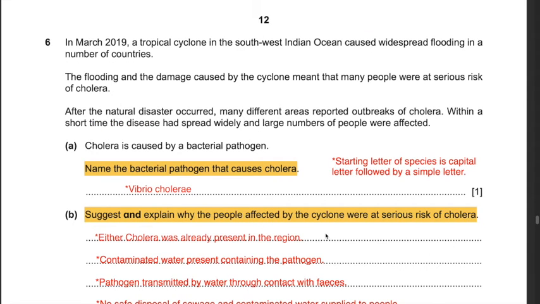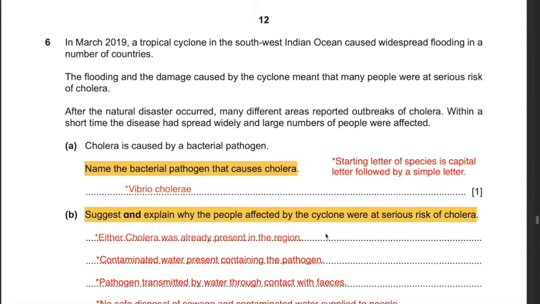Question 6. In March 2019, a tropical cyclone in the southwest Indian Ocean caused widespread flooding in a number of countries. The flooding and the damage caused by the cyclone meant that many people were at serious risk of cholera. After the natural disaster occurred, many different areas reported outbreaks of cholera. Within a short time, the disease had spread widely and large numbers of people were affected. Part A. Cholera is caused by a bacterial pathogen. Name the bacterial pathogen that causes cholera.